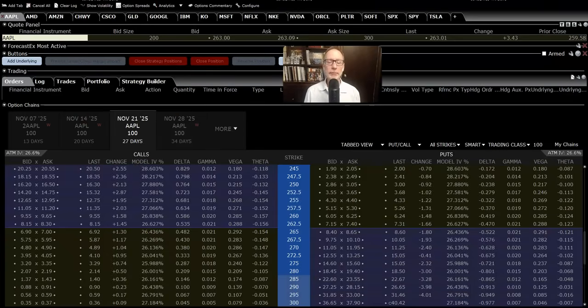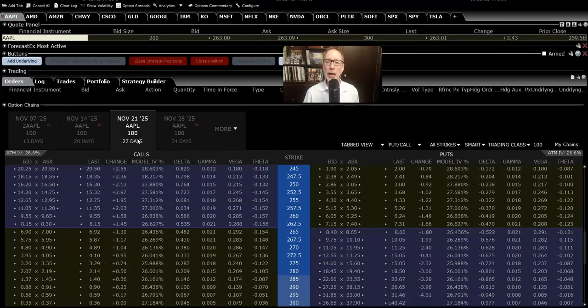Okay, we're looking at Apple. This is an option chain of Apple. Call options on the left, put options on the right. And Apple finished around $263 at the end of trading on October 24th, 2025. So let's just look at some options here. We're going to look at 27 days out, November 21st. This is the third Friday of the month. These are the regular monthly expirations.